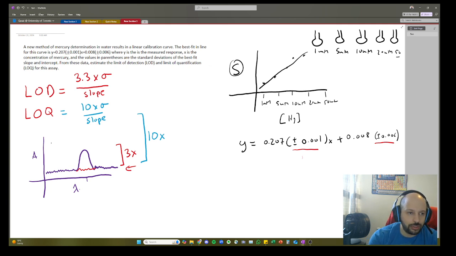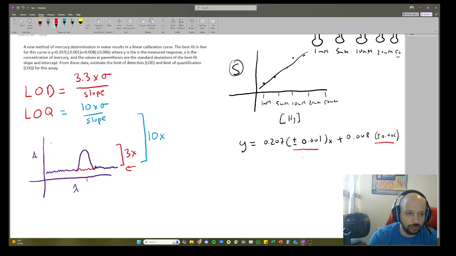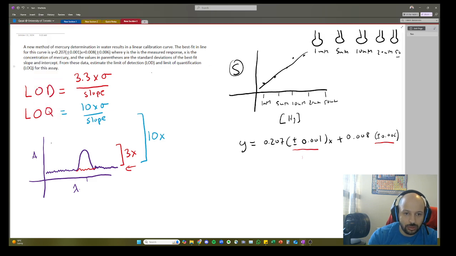And so we'll just outline these two variables here again. This is the standard deviation of the blank, and we'll talk about that in a second. And this is the slope of the calibration plot, I'll just say CP. So it's the standard deviation of your blank. Usually what we'll do is when we do the blank measurement, we'll do it 3 times and we'll get a standard deviation, and so it's usually that standard deviation.